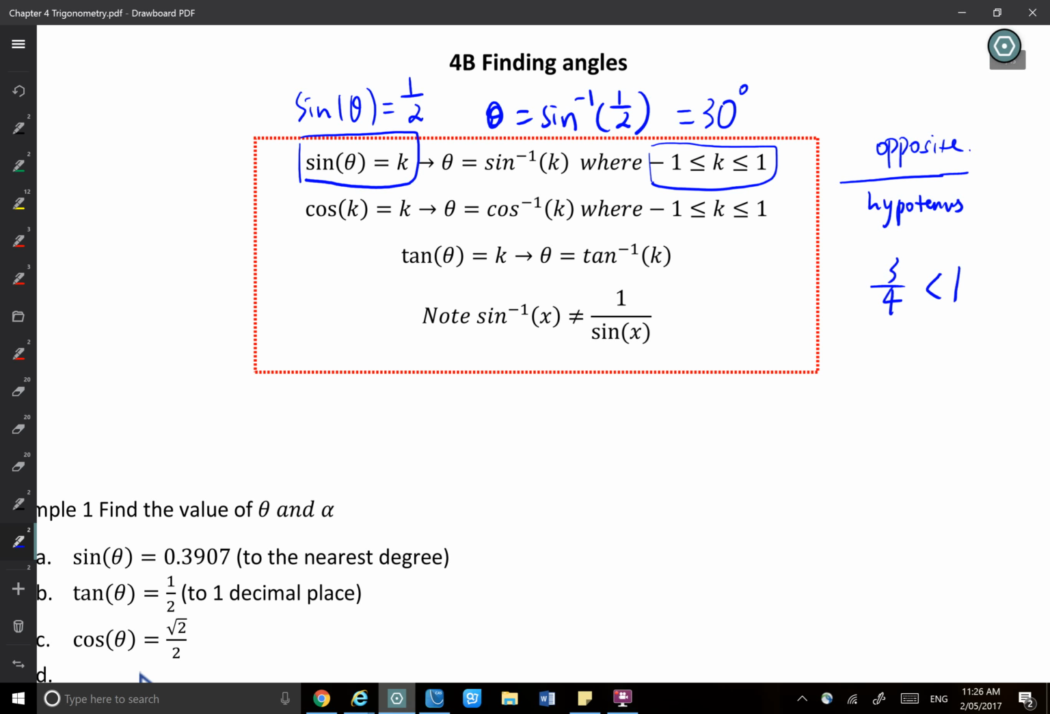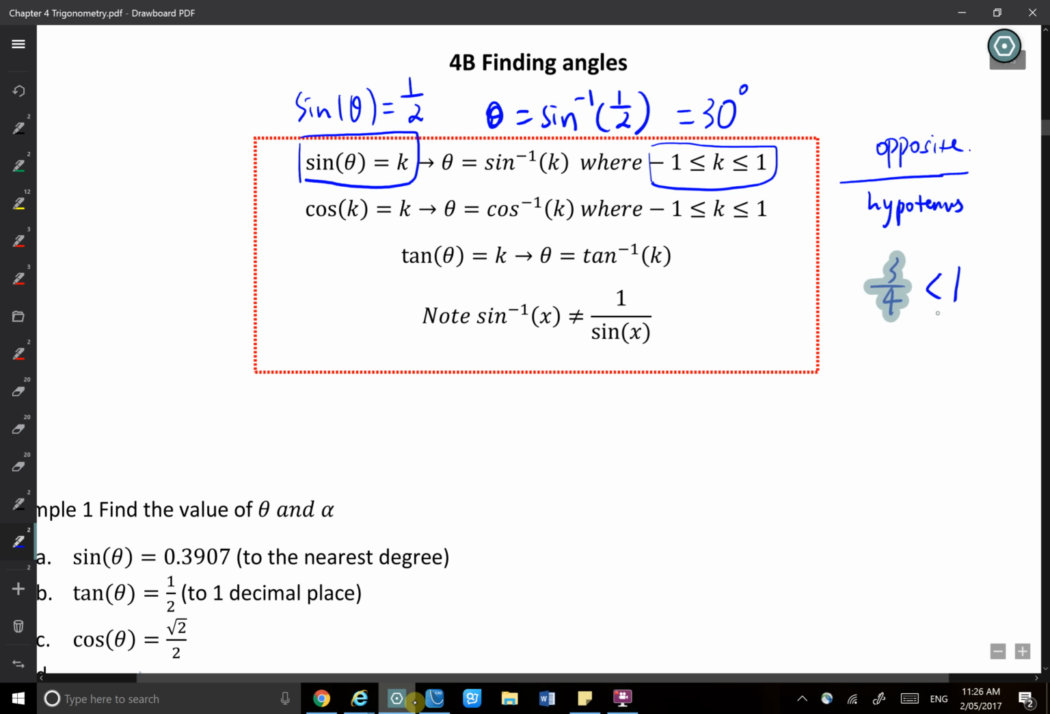So don't worry about the -1 thing. That's more for Year 11, Year 12. But now you need to know k value must be in between 0 and 1 at least. So it must be positive in a right angle triangle. You know that's going to be greater than 0, and because the hypotenuse is longer than the opposite, it will be smaller than 1.